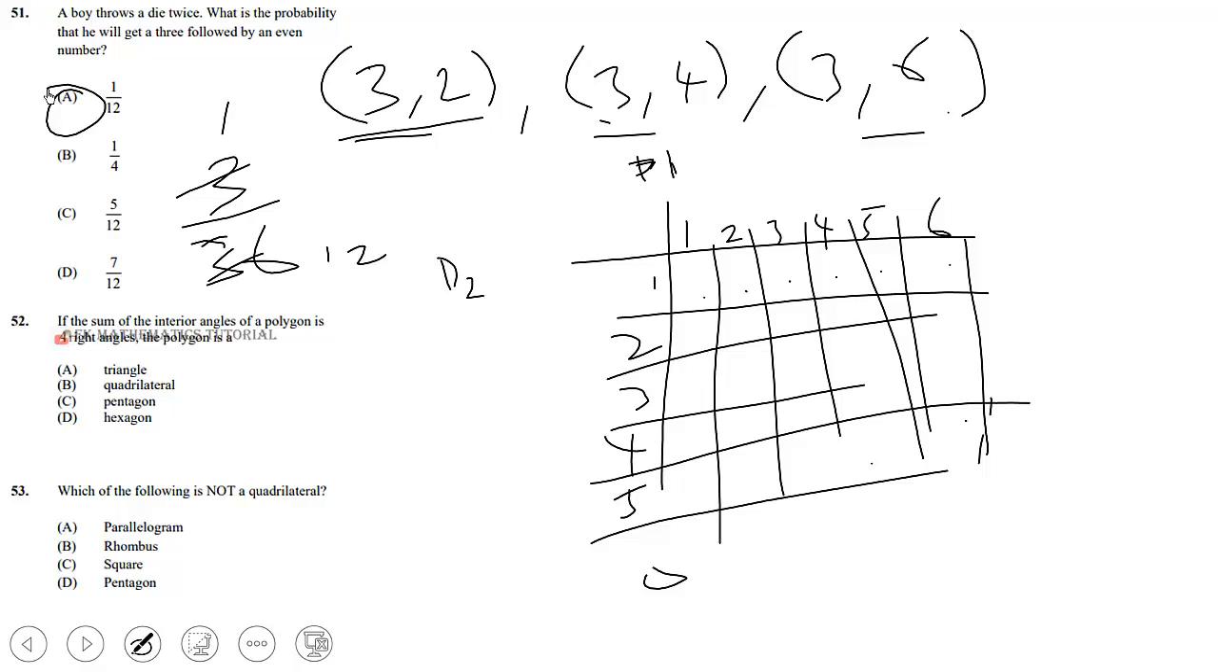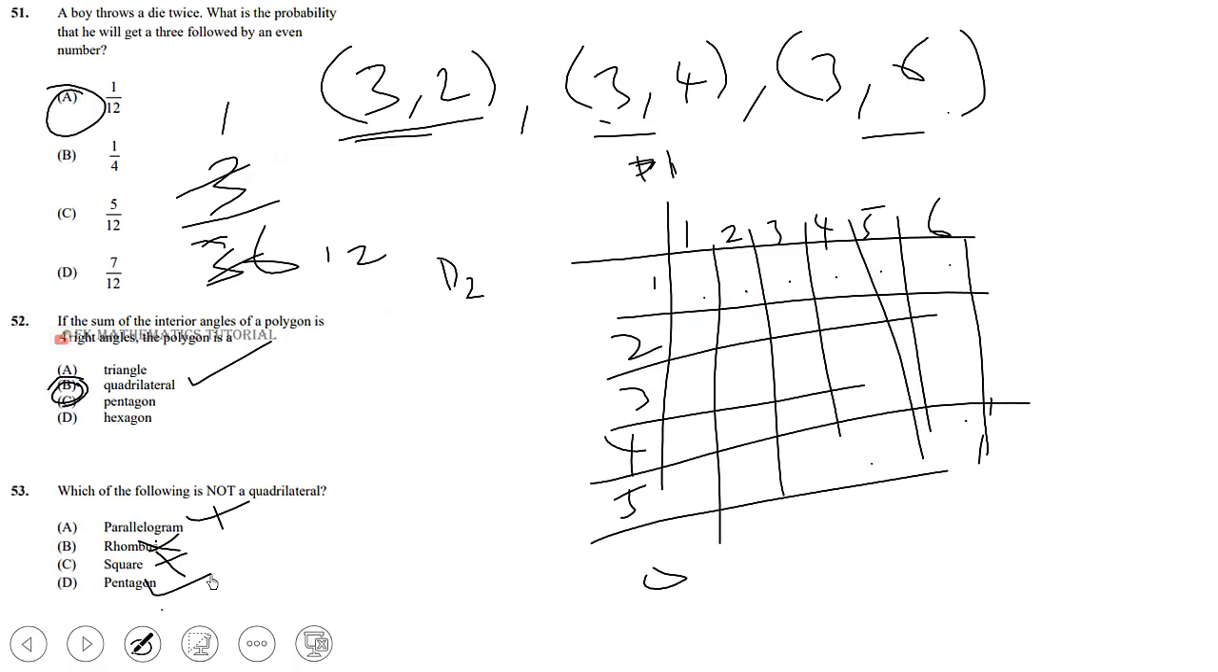If the sum of the interior angles of a polygon is 4 right angles, the polygon is a quadrilateral. 4 right angles will give you 360 degrees. So it's supposed to be a quadrilateral. Which of the following is not a quadrilateral? Parallelogram is a quadrilateral. Rhombus is a quadrilateral. Square is a quadrilateral. Pentagon is not a quadrilateral. So that's correct.